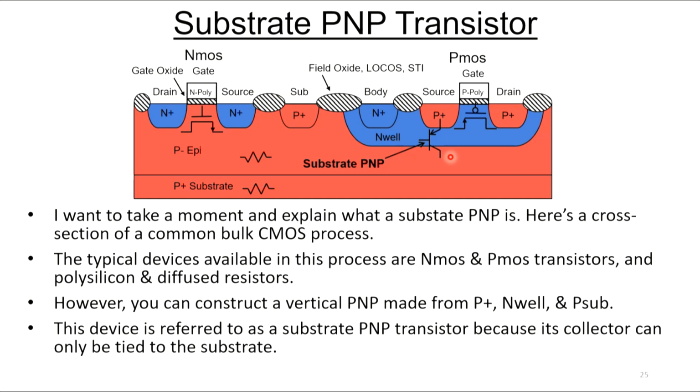However, you can construct a vertical PNP that I'm showing in this circle here, and it's made up from P plus, N well, and P substrate. The only thing here is the collector has to go to the substrate. It can't go anywhere else. And that's why it's referred to as a substrate PNP. But if you're doing a bandgap in all CMOS process, that's the device you're going to use.